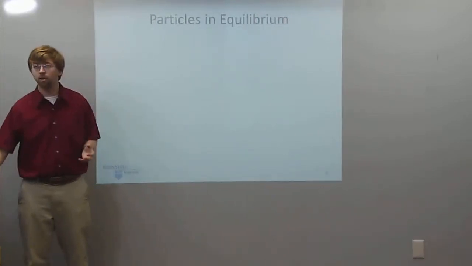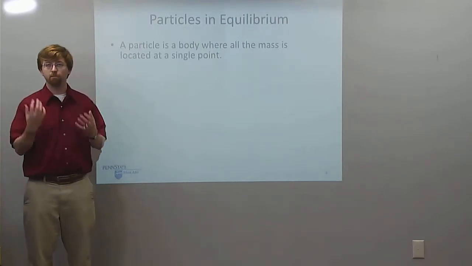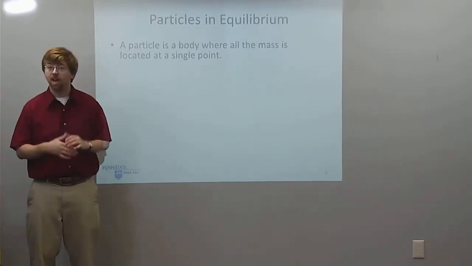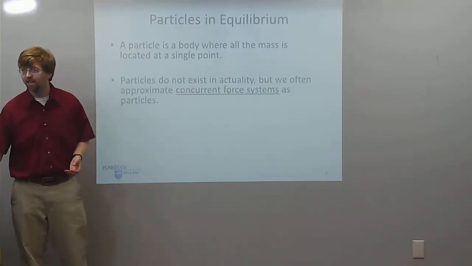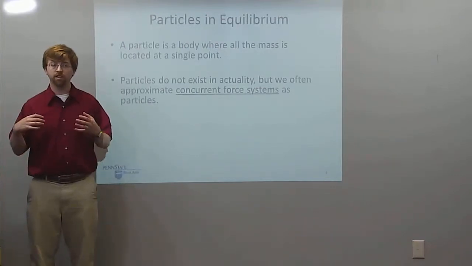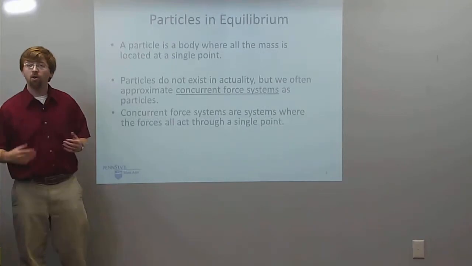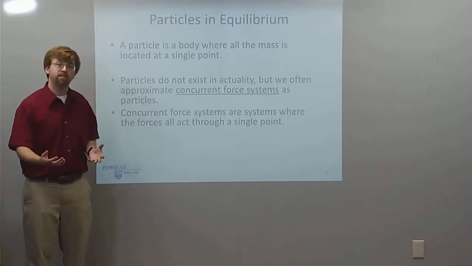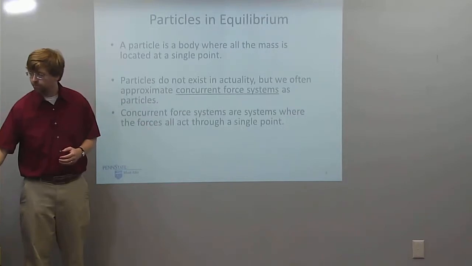So with a particle in equilibrium, a particle is going to be a body where all the mass is concentrated at a single point. In reality, everything has some sort of volume, so particles don't really exist. But what we do have is concurrent force systems. So this is a system where all the forces are going to act through a single point. And when this is true, we treat the system as a particle, even if there is some finite volume.